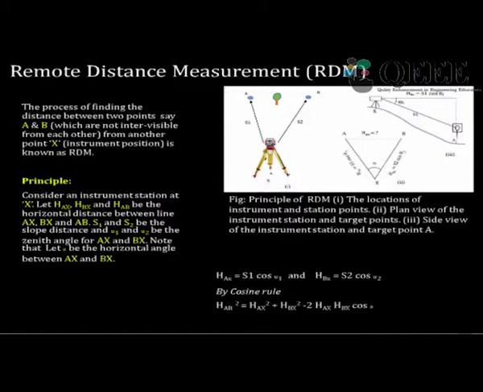Next is the remote distance measurement. These are the two different functionalities or modes available in a typical total station. In remote distance measurement, the process of finding the distance between two points, say A and B, which are not intervisible from the new instrument station, is called remote distance measurement, RDM.